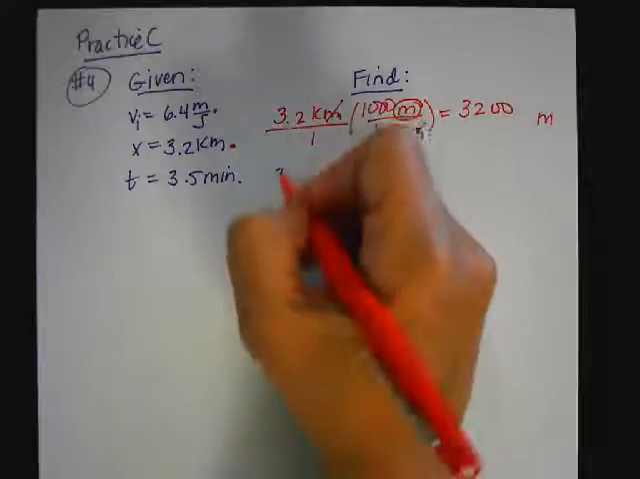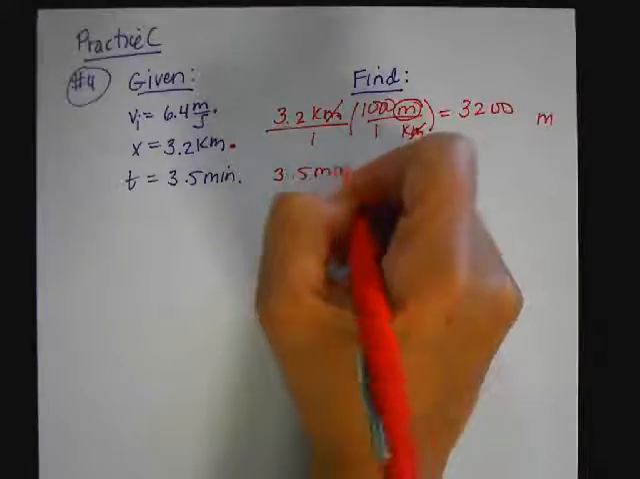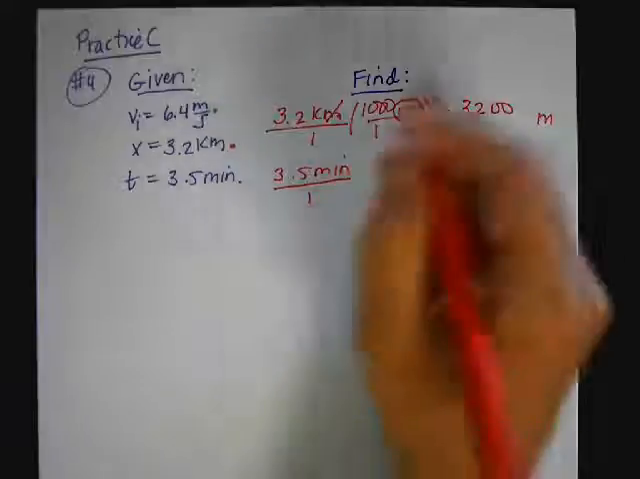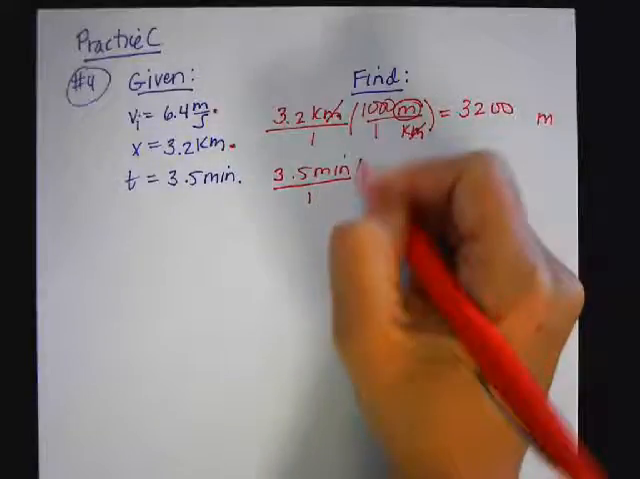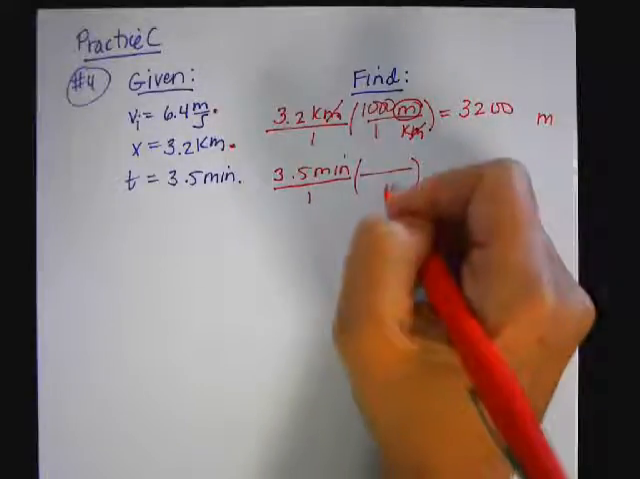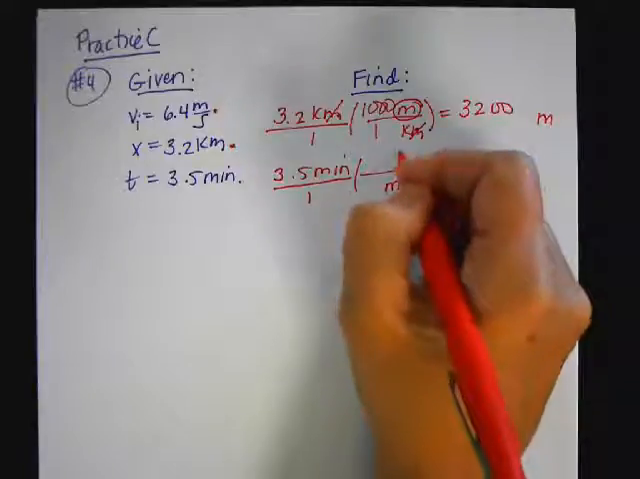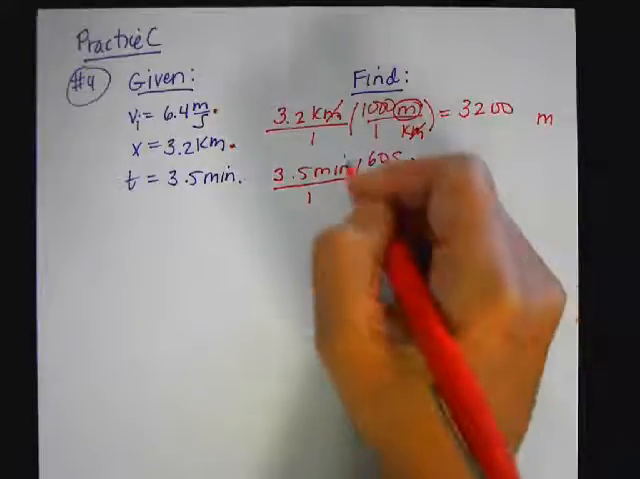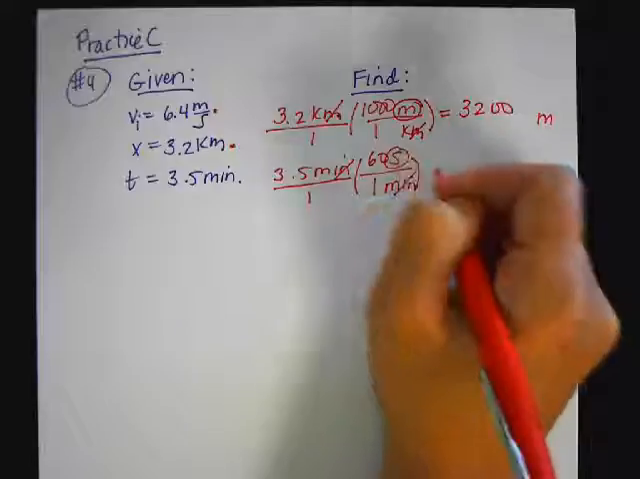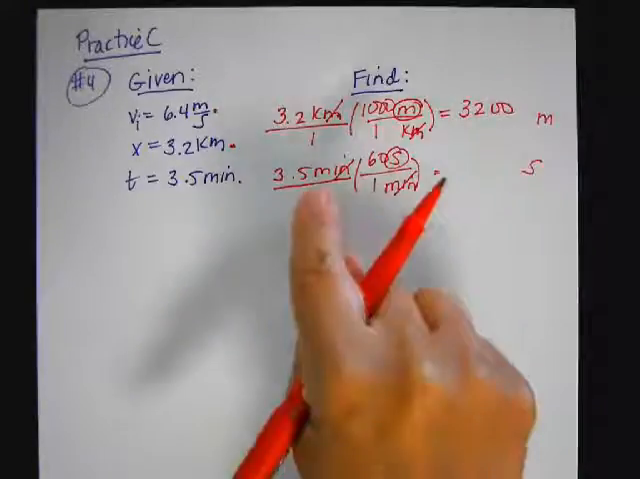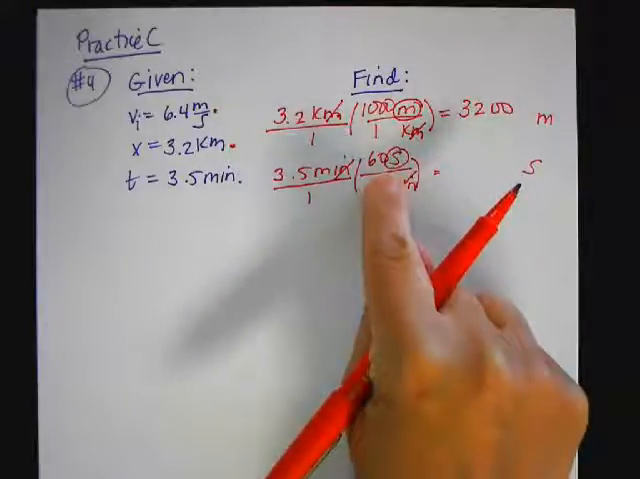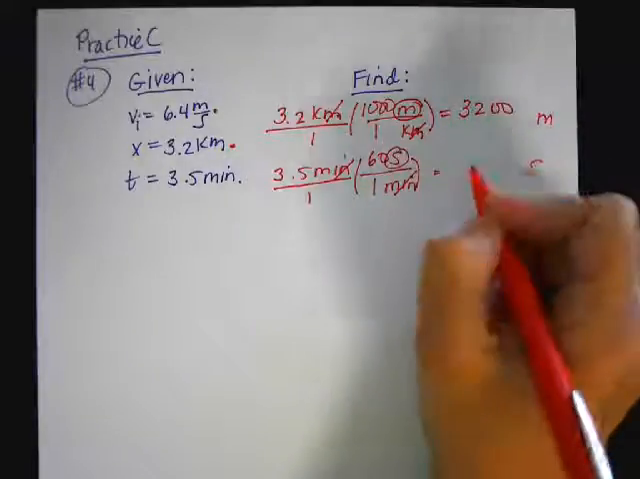Then I have 3.5 minutes, so I'll put that over 1. If minutes is in the numerator, I put it in the denominator, and I want to go from minutes to seconds, and there's 60 seconds in a minute. So I end up with seconds, which is my correct unit for time, and 3.5 times 60 is 210.